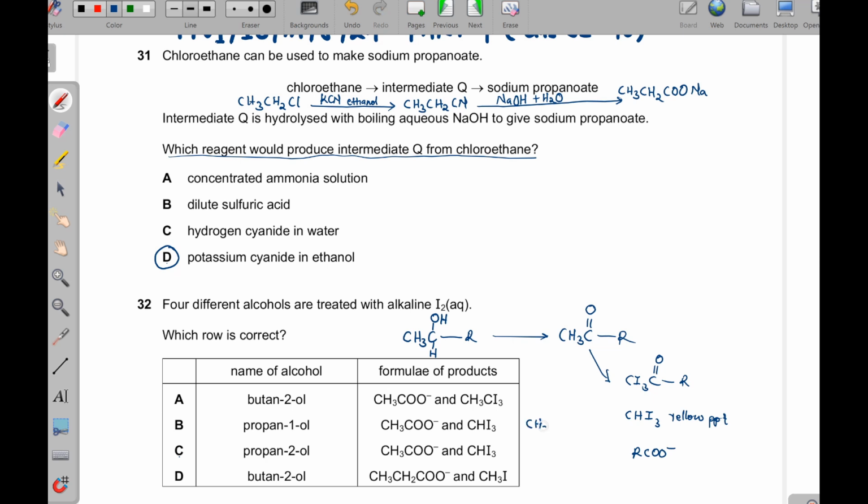So you have CH3, C, then OH, H, CH2, CH3. So this one will give a positive test with alkaline iodine because of this methyl group connected to the carbon holding the OH. Okay. How about propan 1O? This is CH3, CH2, CH2, OH. Now, this one is an ethyl group connected to the carbon holding the OH, so it will not give a positive test. Okay, so we remove option B from our answers.